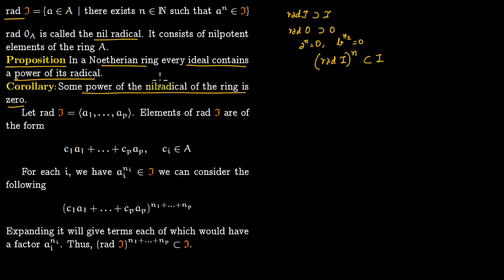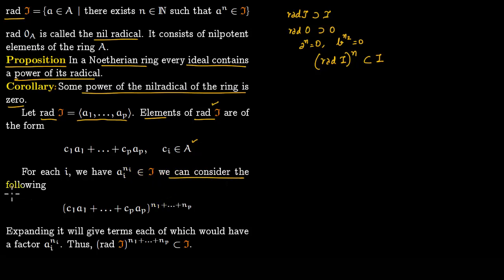So this follows from Noetherian properties precisely because there are a finite number of elements which will generate the ideal. So the radical of the ideal is generated by a finite number of elements a1 to ap, and the elements of radical I are of this form c1 a1 all the way to cp ap, where each of these coefficients is taken from the ring A. So for each i, we will have ai to the power of ni lying in the ideal I. That is because of the definition of radical ideal: a to the n lies in I, so here for each of them it lies in I.